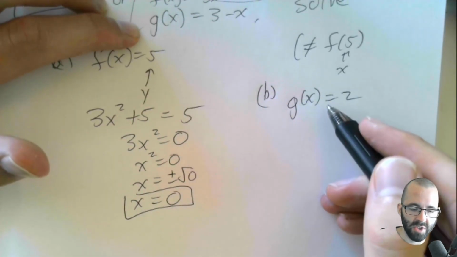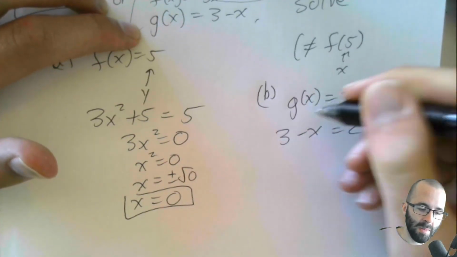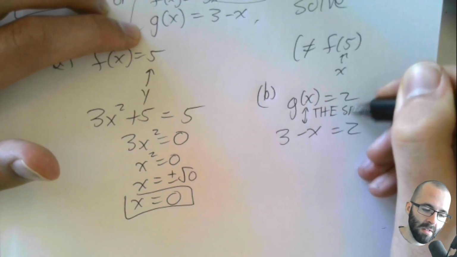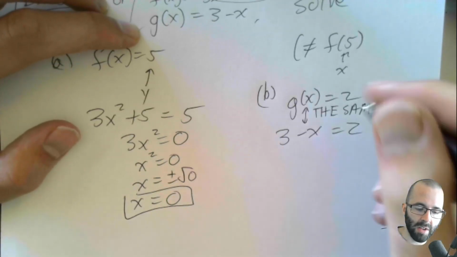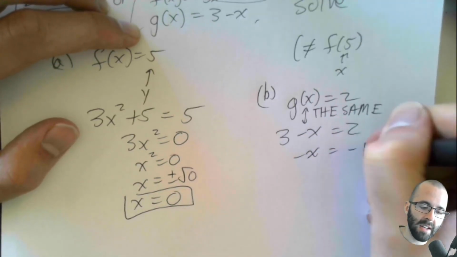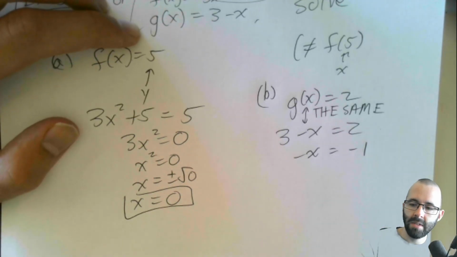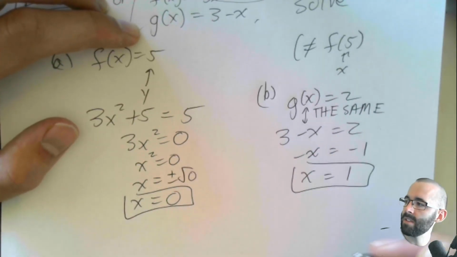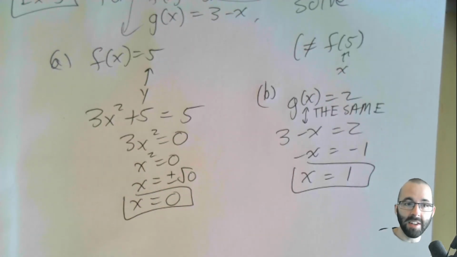So say, well, if g of x equals 2, that means 3 minus x has to be 2, because these two things are the same. And now you just solve this. Subtract 3 from both sides. You get negative x is negative 1. And multiply both sides by -1, or divide both sides by -1, that works too. You're going to get x is +1 for this one. Okay? That's how you do these ones, and there's one more.